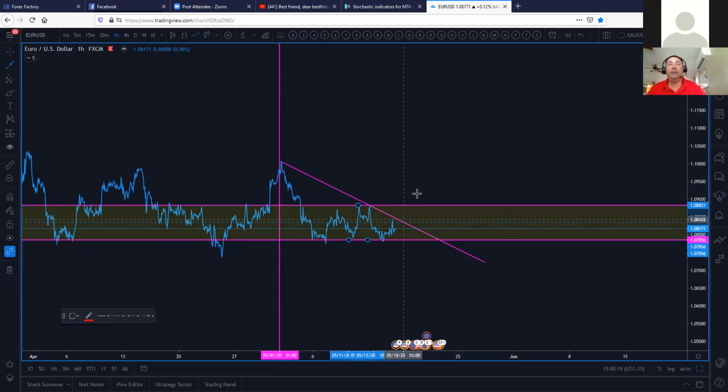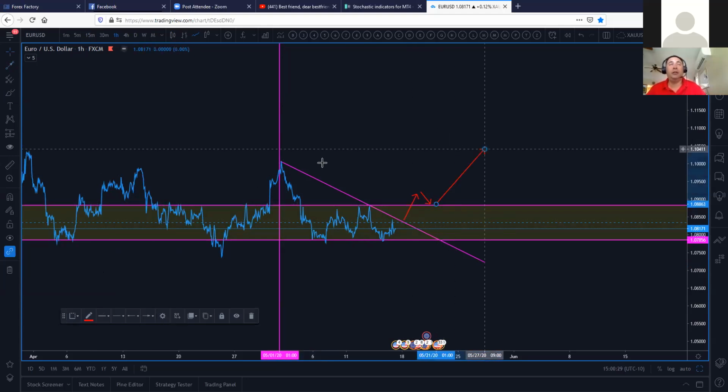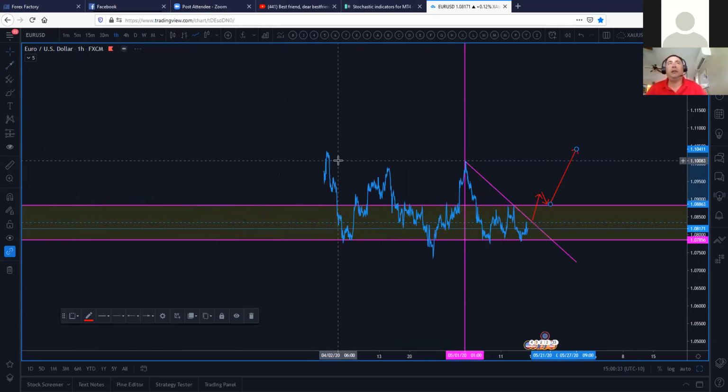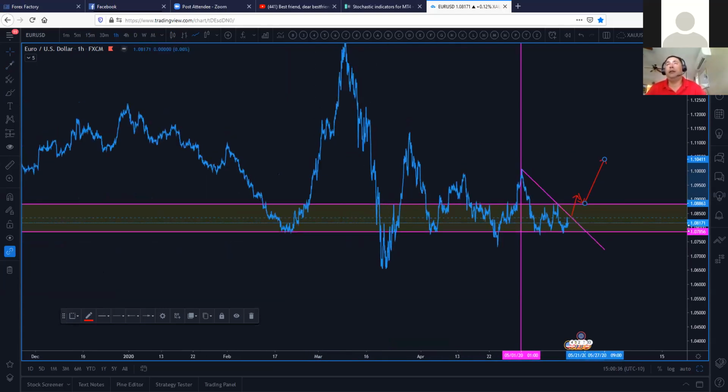So for this pair, I'm looking for this. A break up, a break down, and a continuation upwards. Now you might say, okay, well, where are you going to stop at? Where's your TPs, right? Here's another little trick.